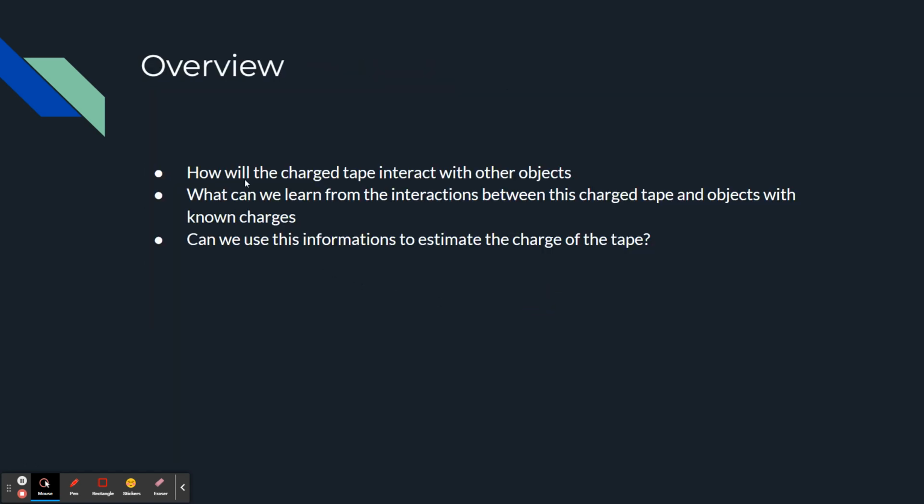So, to overview this lab, how will the charge tape interact with other objects? And what can we learn from the interactions between this charge tape and objects with known charges? As well as, can we use this information to estimate the charge of the tape?